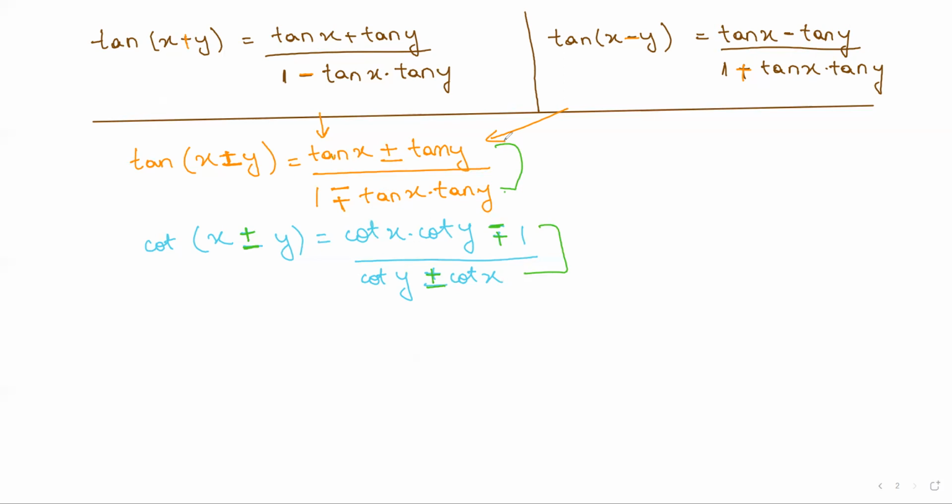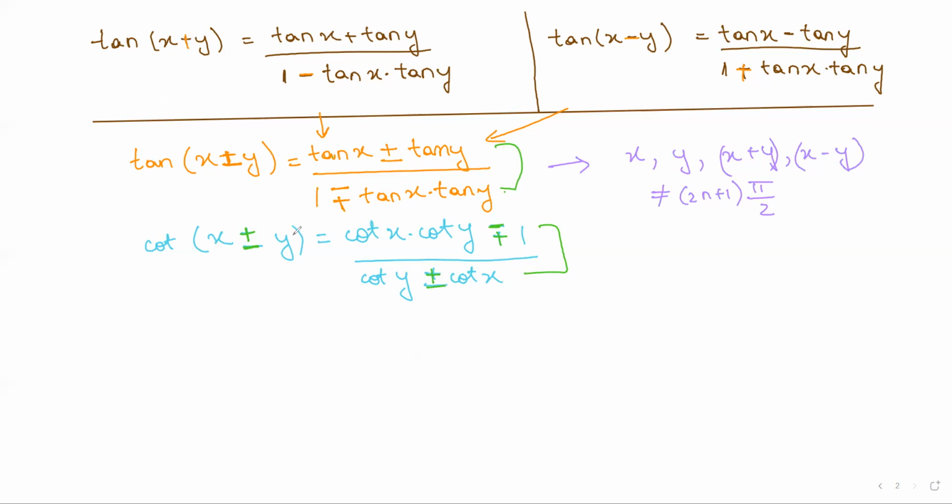There is a condition for this tan(x+y) and cot(x+y). The condition states that these angles x, y, x+y, or x-y, these are the angles or combination of angles. All these values in tan should not be odd multiples of pi by 2. They should not be equal to (2n+1) times pi by 2. That means they can hold any value except for this value.